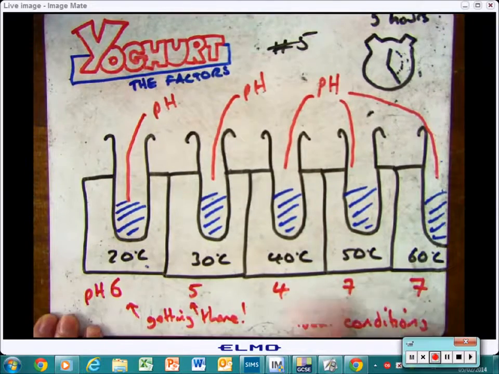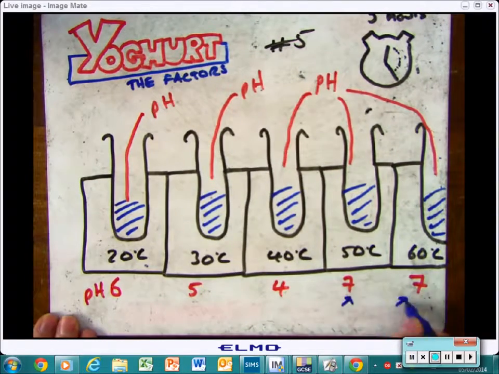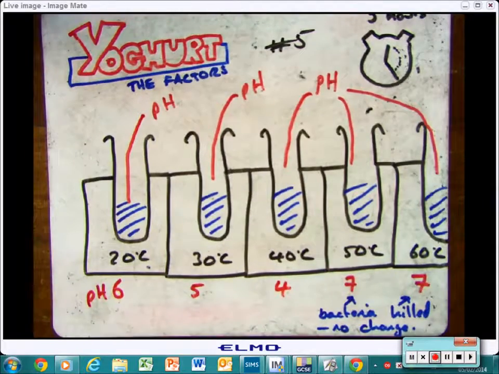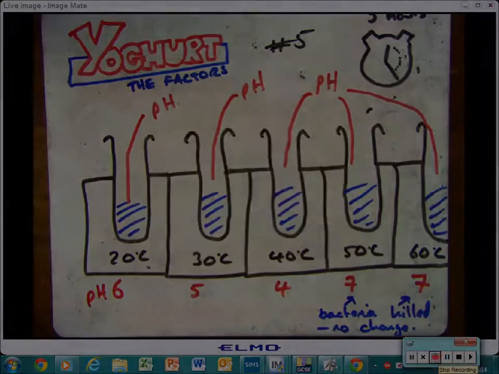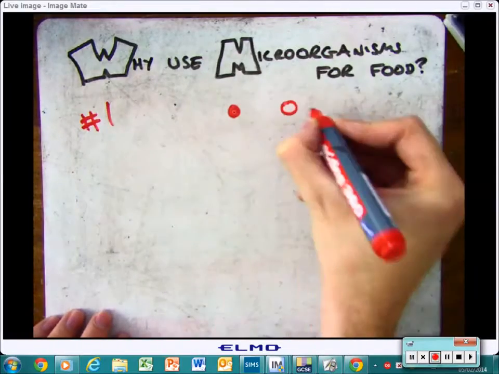So as you can see here, the ideal conditions are about 40 degrees. Anything above that and the bacteria has been killed because it's too high a temperature, and anything below that it's slightly too slow. So why use microorganisms?